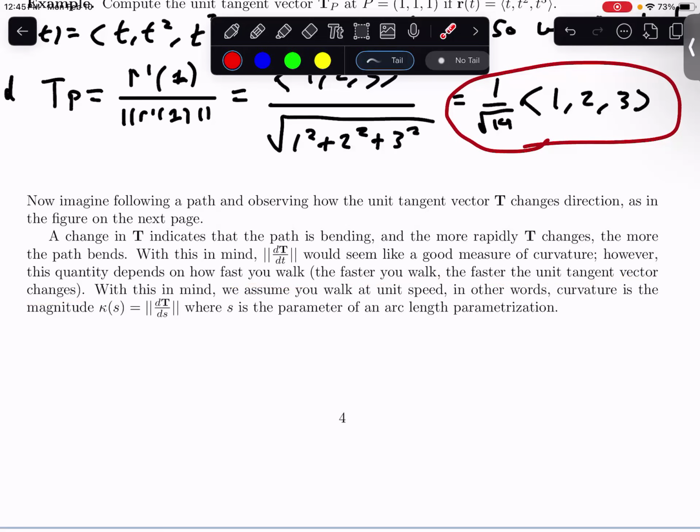And so this is where the arc length parameterization comes in. The reason why we define the arc length parameterization is to make it so the speed doesn't change over time, no matter where you're at in the domain. So instead of taking the derivative of the unit tangent vector with respect to t, you want to take the derivative of the unit tangent vector with respect to the arc length s instead. Right, so with this in mind, we assume you walk at unit speed. In other words, the curvature is going to be the magnitude of the derivative of the unit tangent vector with respect to s, where s is the parameter of an arc length parameterization.